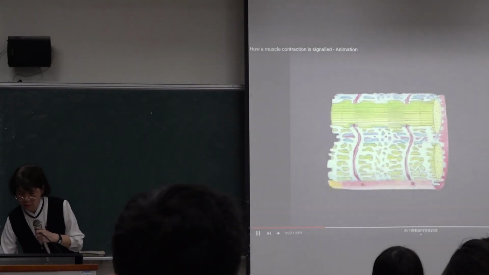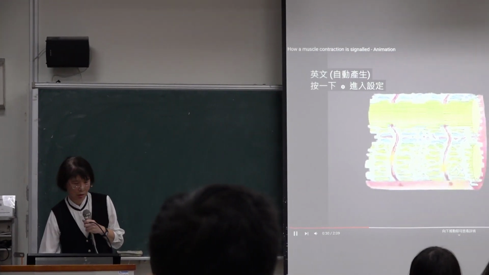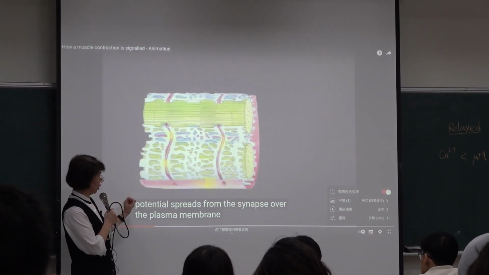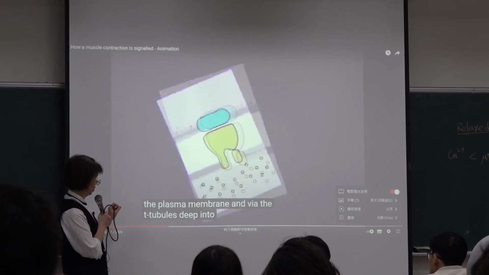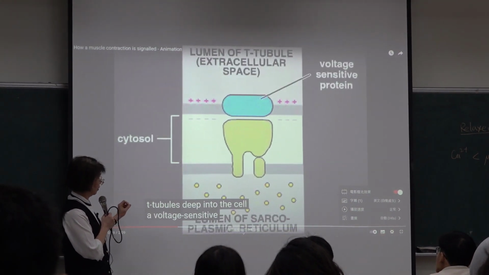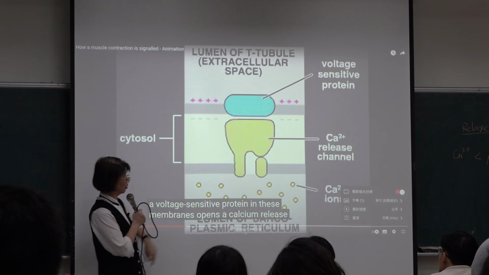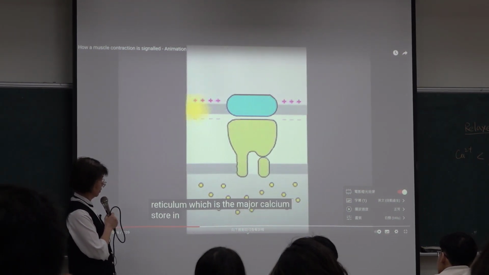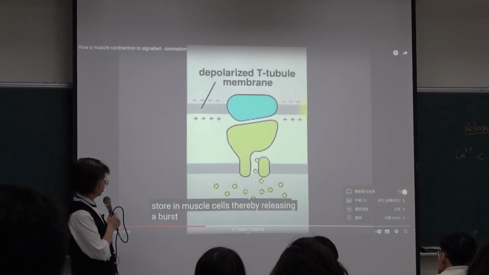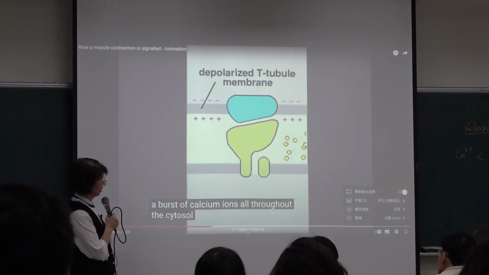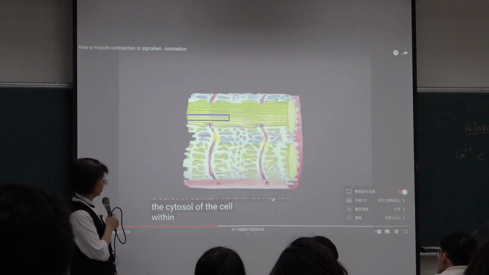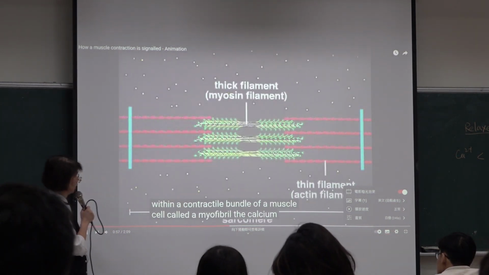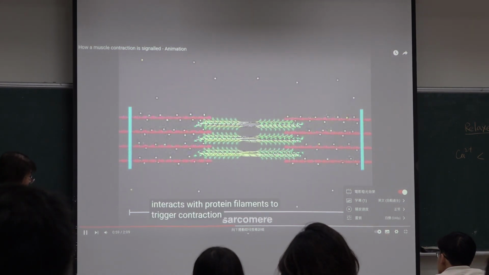When the cell is stimulated, a wave of depolarization, that is, an action potential, spreads via the T-tubules deep into the cell. A voltage-sensitive protein in these membranes in the adjacent sarcoplasmic reticulum, which is the major calcium store in muscle cells, thereby releases a burst of calcium ions all throughout the cytosol of the cell. Within a contractile bundle, calcium binds to the muscle protein and interacts with protein filaments to trigger contraction.